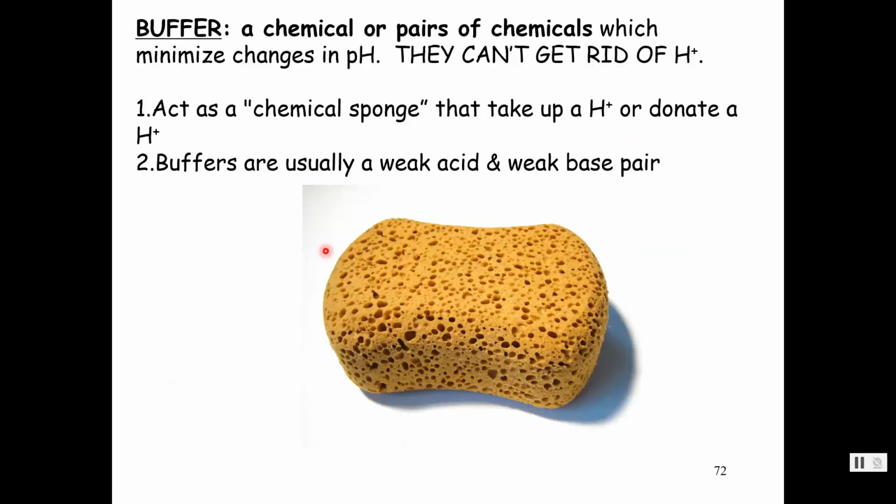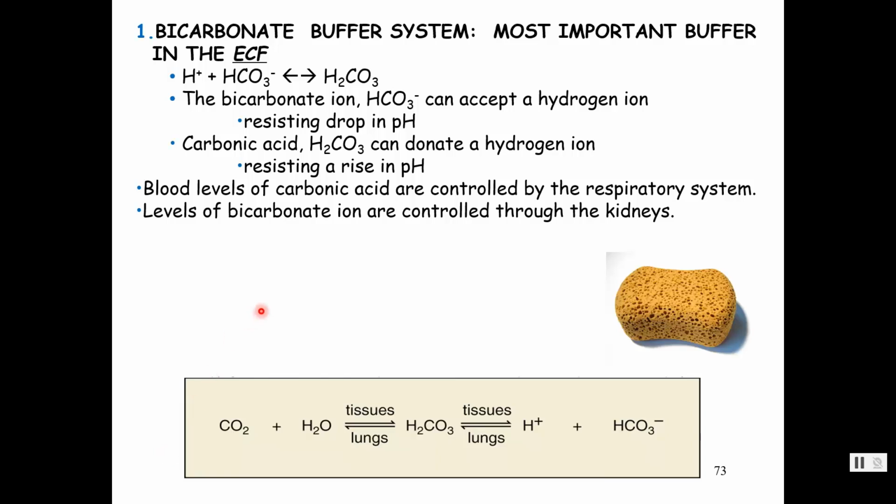So a buffer is a chemical or pairs of chemicals, which basically they just minimize changes in pH. They're not getting rid of hydrogen ions for us. They're just reducing the change in pH. So think about them as chemical sponges that can either absorb hydrogen ions or donate a hydrogen ion. Usually all of these buffers are going to be a weak acid, weak base pair.